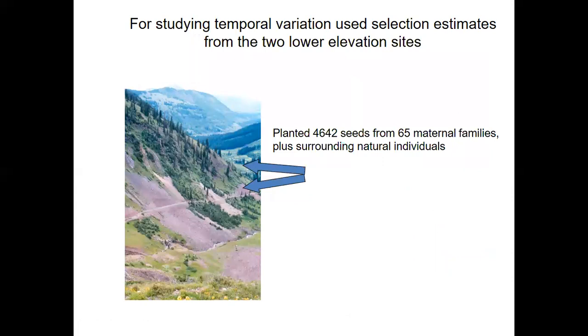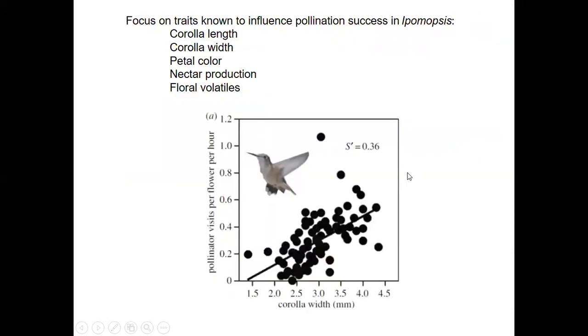For the data I'm going to show you today, which involves how selection changes over time, I'll show you selection estimates from common gardens at our 2 lower elevation sites where Ipomopsis aggregata normally occurs and where natural hybrids occur. And this involves following what happened to more than 4,600 seeds from 65 different full sib families.